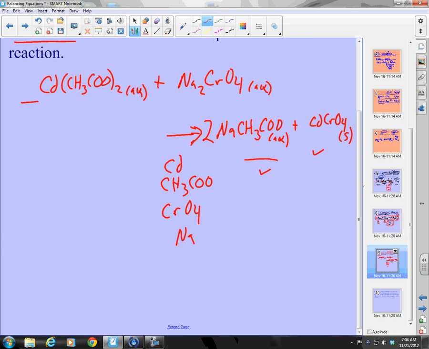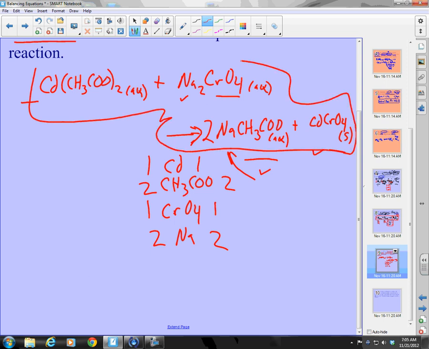Okay, so let's start all over. I have 1 cadmium. I have 1 cadmium. I have 2 acetates now. How many sodiums do I have here? I have 2 sodiums, which means, hey, what do I have over here? 2 sodiums, and I have 1 chromate on this side, and I have 1 chromate on the other. Hey, that wasn't so hard. Yoink. This is our answer.